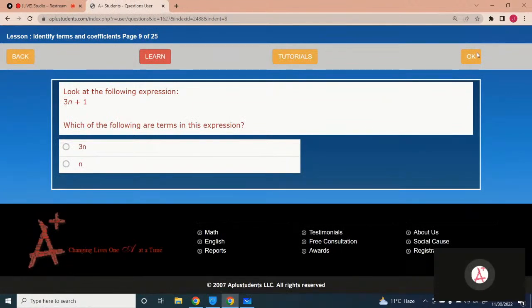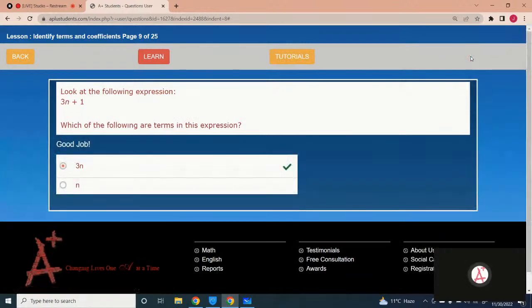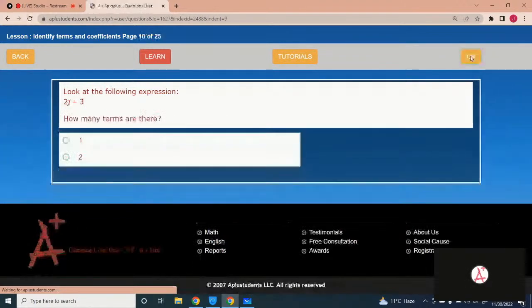Look at the following expression. Which of the following are terms in the expression, 3n or n? Which is the correct option? It would be 3n. Got it? Just select the correct option and click on the OK button. Very good.